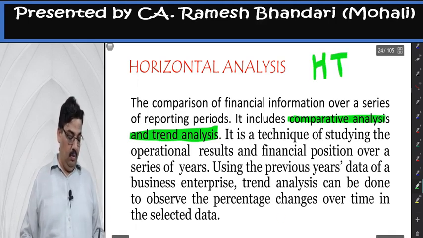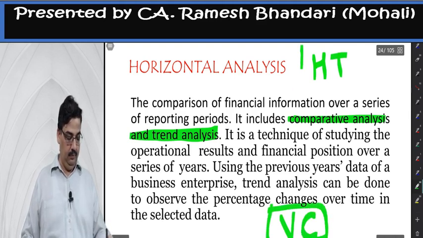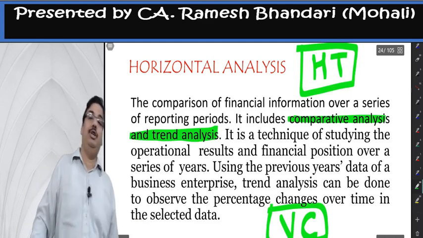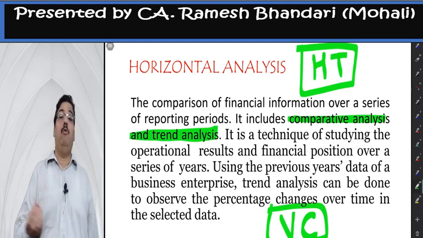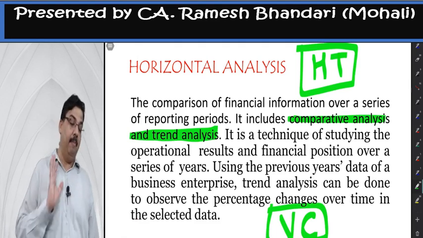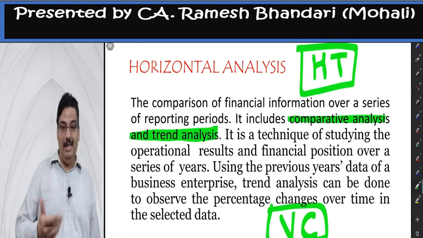HT. Vertical was common size statement, VCHT. Never get confused, because in an objective type question, it is a matter of 1.25 marks. Must remember this concept. Examples are given there.